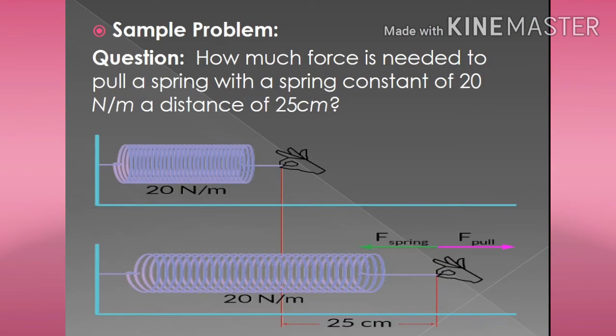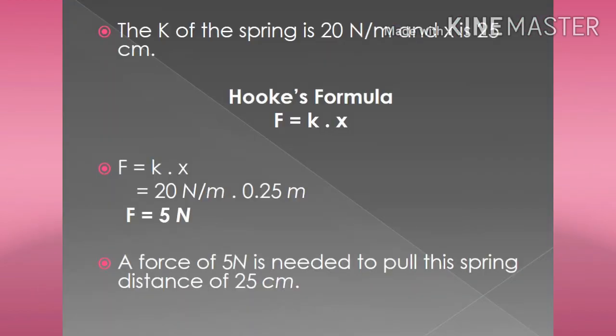Here is the sample problem. Question: how much force is needed to pull a spring with a spring constant of 20 Newton per meter a distance of 25 centimeter, shown in the figure? The k, or the constant of the spring, is 20 Newton per meter, and x, or the displacement, is 25 centimeter. Using Hooke's formula, F is equal to negative kx. In this formula, we take the positive constant because negative means a restoring force. When pulling or pushing in the opposite direction of the displacement, it becomes positive.